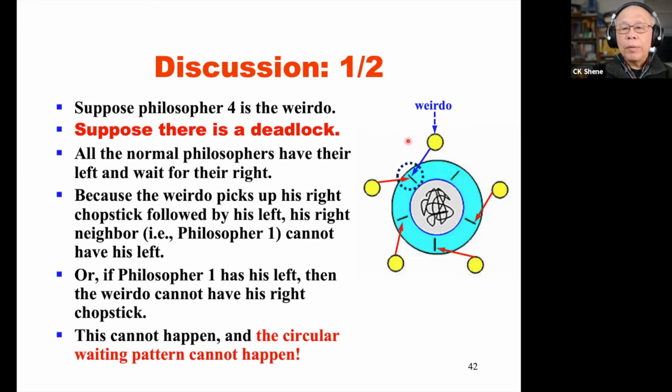Now, what if the weirdo could not have his right? That means the weirdo cannot eat. Therefore, the weirdo cannot pick up his left. So the weirdo's left is being used by this one. You simply go through the same reasoning. If this one can eat, then this one has these chopsticks. And if this weirdo cannot have this one, and so on, eventually this one can have these chopsticks.